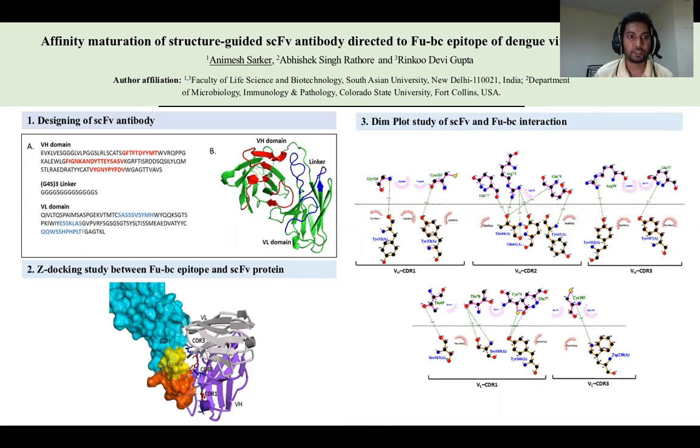The title of my poster is Affinity Maturation of the Structure Guided Single Chain Variable Fragment Antibody Directed to the Fusion Loop and BC Loop Epitope of Dengue Envelope Protein. Before going into details, I am discussing some general aspects of dengue virus infections.